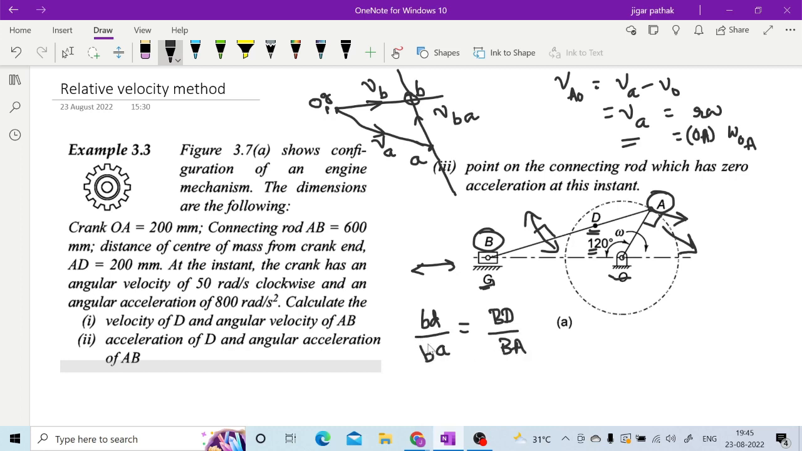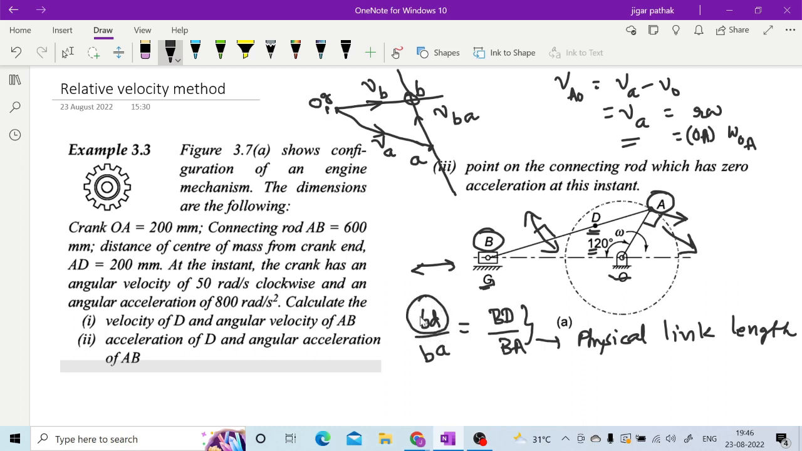Here small BA is known to you from this velocity diagram. Capital BD and capital BA are also known to you because these link lengths are already with you. You are given AD, so you can calculate BD and AD. These are physical link lengths.